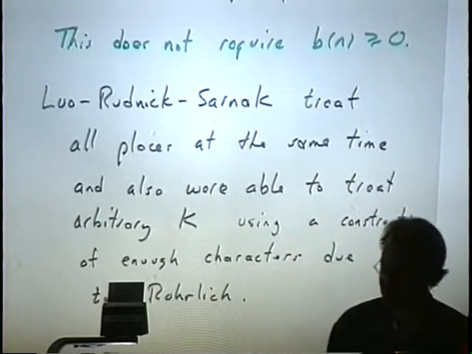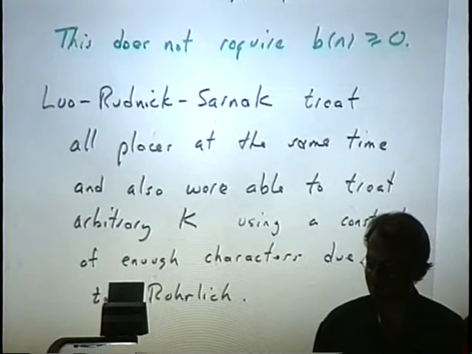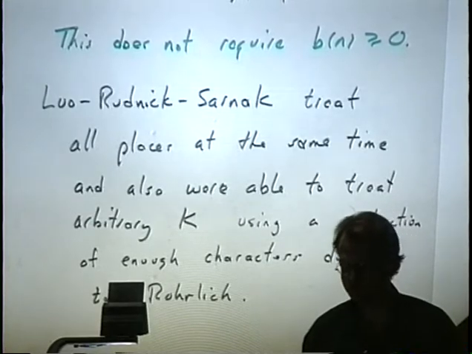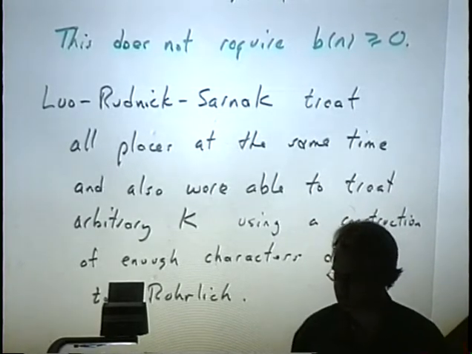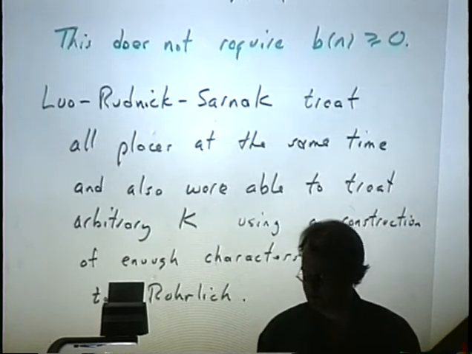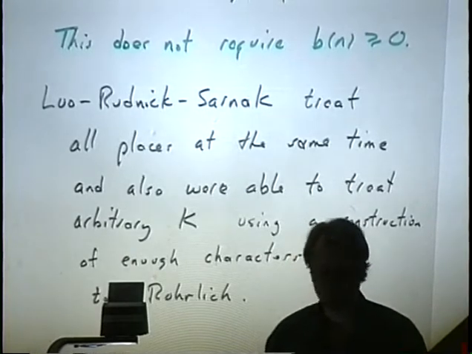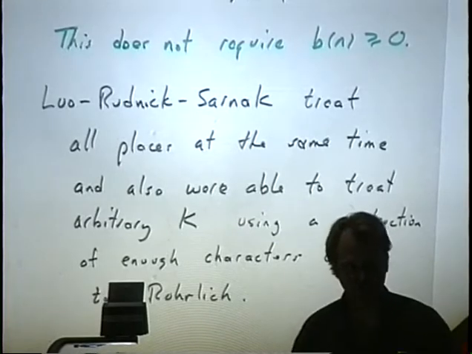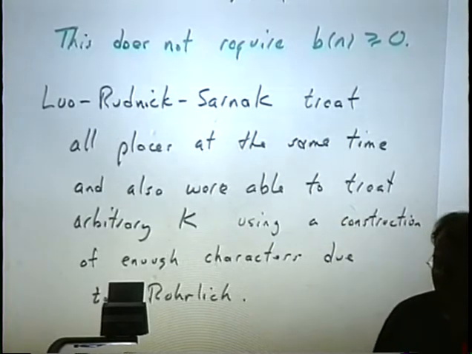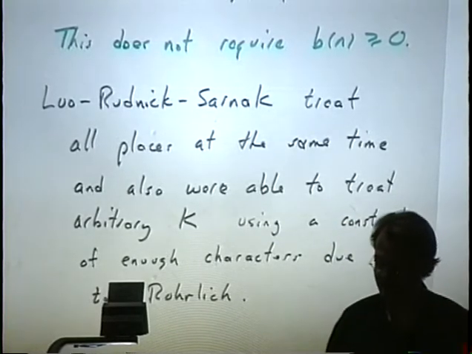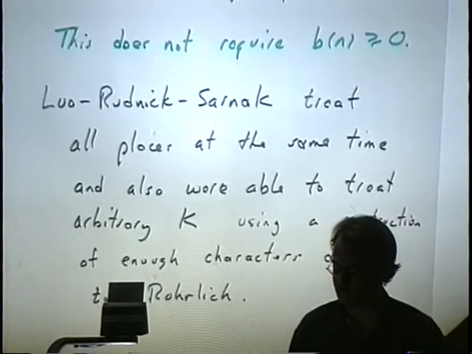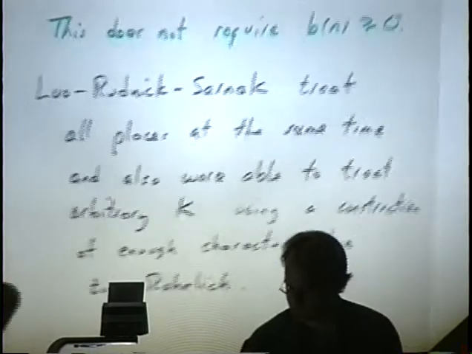They're able to use a development of this to treat, first of all, all the places at the same time, not just the finite places. So they look at the L function instead of these partial sums. And they're also able to treat arbitrary number fields. But this required a very non-trivial extension of the Dirichlet character method, because there are not enough Hecke class characters to do the job. But they use a construction which is due to Rohrlich, which allowed them to do that.